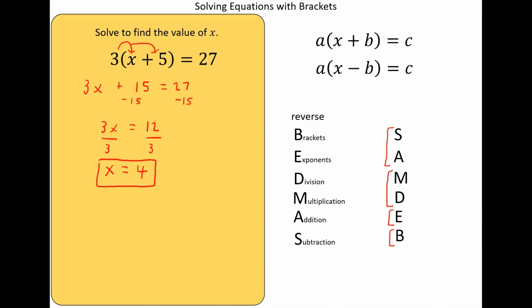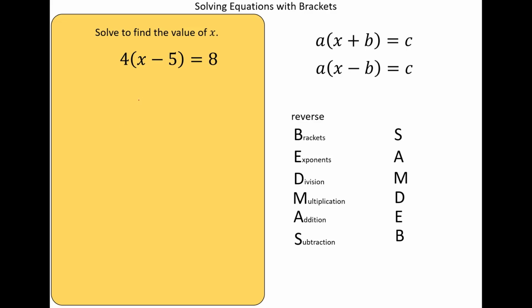Now, we always ask, how do we check our work? Let's write check work. What we can do is replace the x with a 4. So instead of 3 bracket x plus 5, it's 3 bracket 4 plus 5 equals 27. Now let's see if the left side actually equals the right side. 4 plus 5 is going to be 9. So my question to you is, is 3 times 9 equal to 27? Yes. So that means x equals 4 is our correct answer.